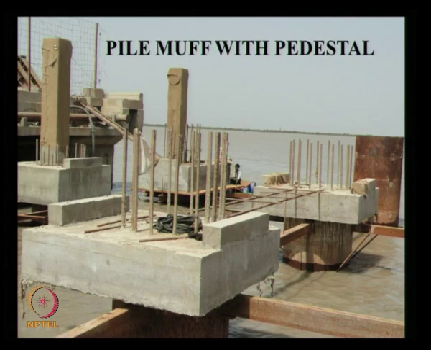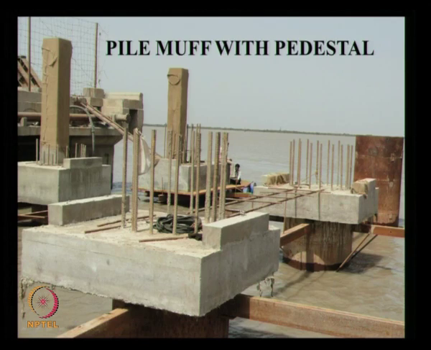There are some pedestals which are projecting above. This is used to support the cranes. You are seeing another pedestal here. This is to support the beams. There are two beams. One is the cross beam, another is a longitudinal beam. Cross beam depth may be more and longitudinal beam depth may be less.